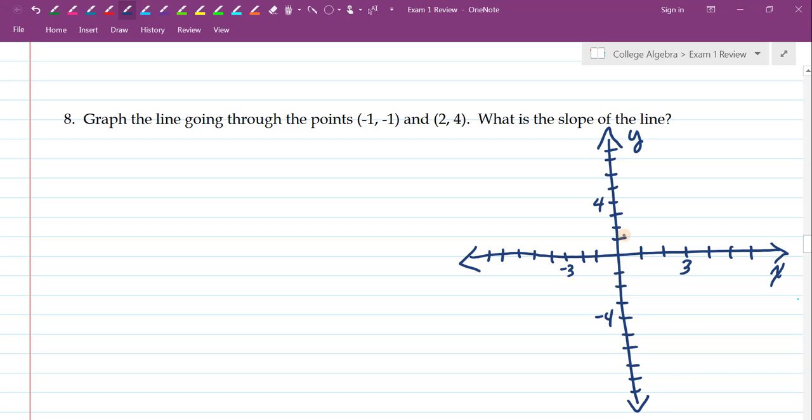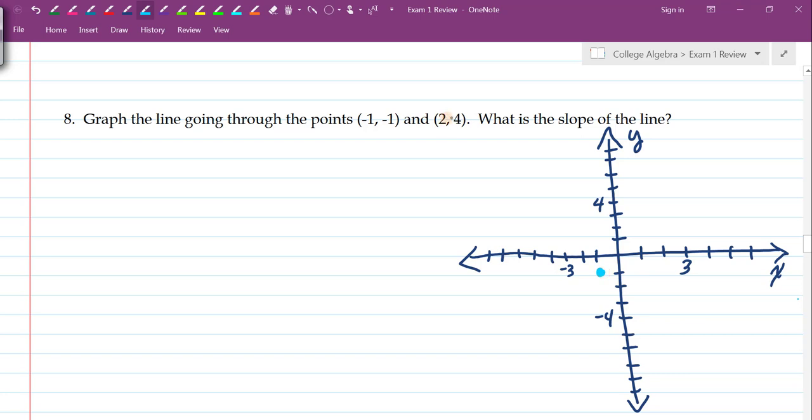Okay, so the first thing I want to do is I just want to plot the 2 points. So the first point is (-1, -1). So that means I'm going to go -1 in the x direction, -1 in the y direction. And that's my first point.